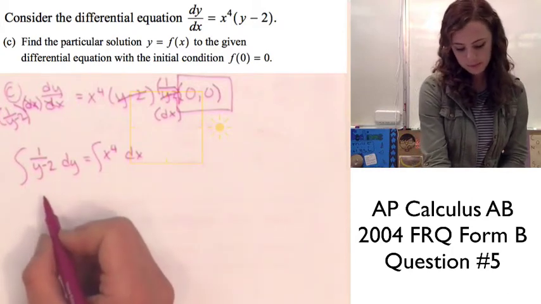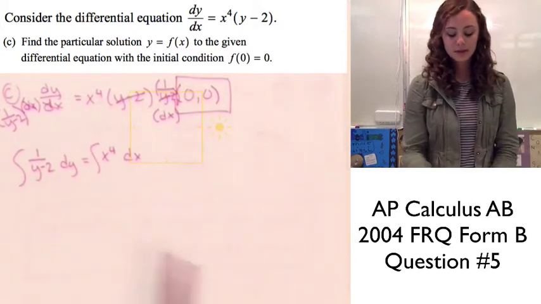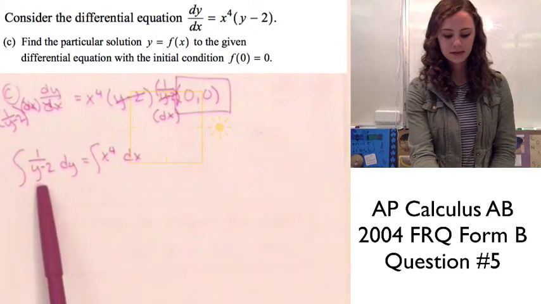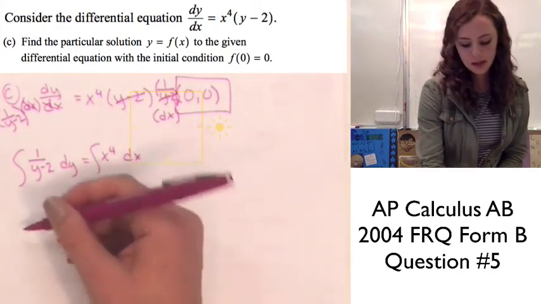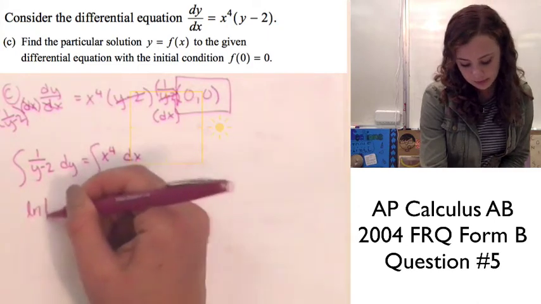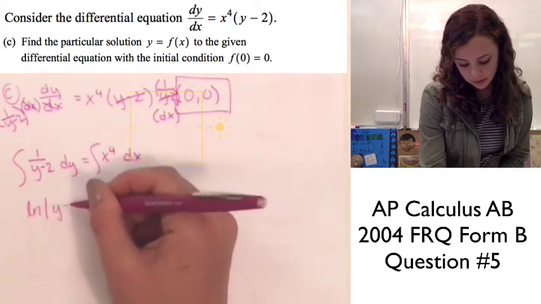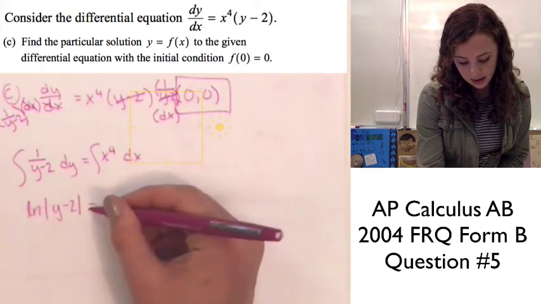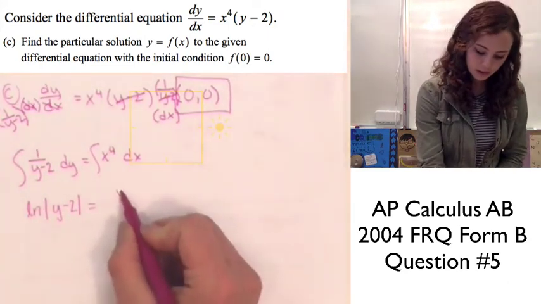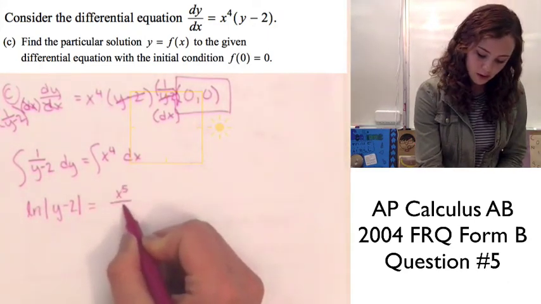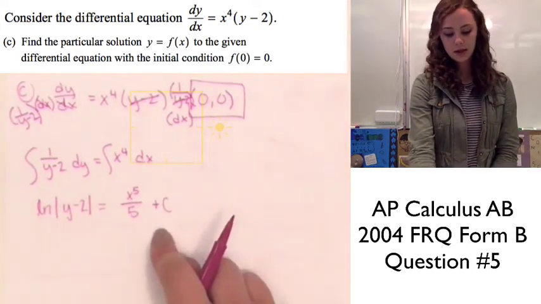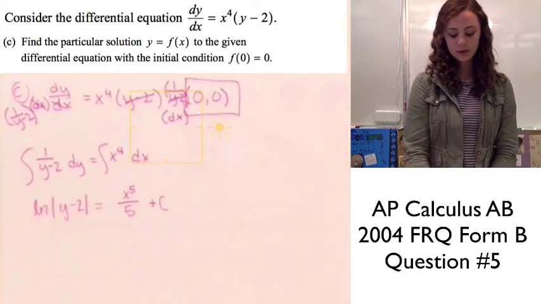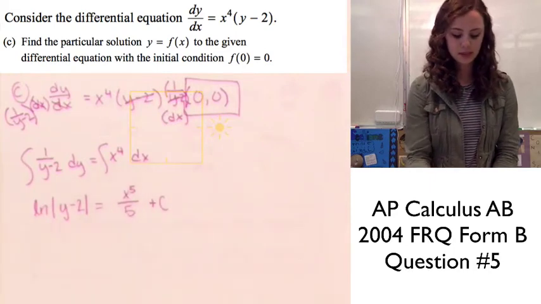So we know that when we have something such as this on the left side with y, the integral of that will be the natural log of the absolute value of the denominator, which is y minus 2. And for this side, we know that it will be x to the fifth over 5 plus c, which is very important. We need to add the constant because we always add the constant on the side with the dx.